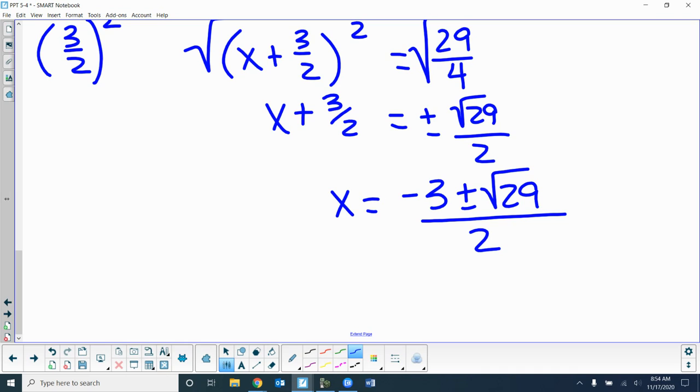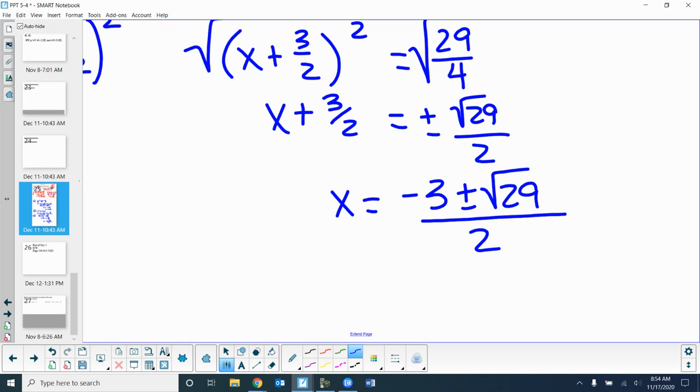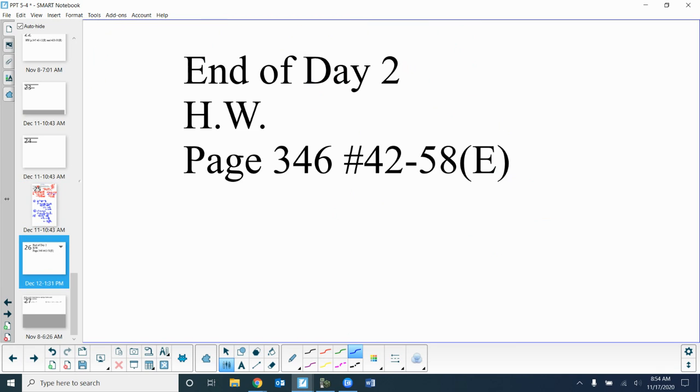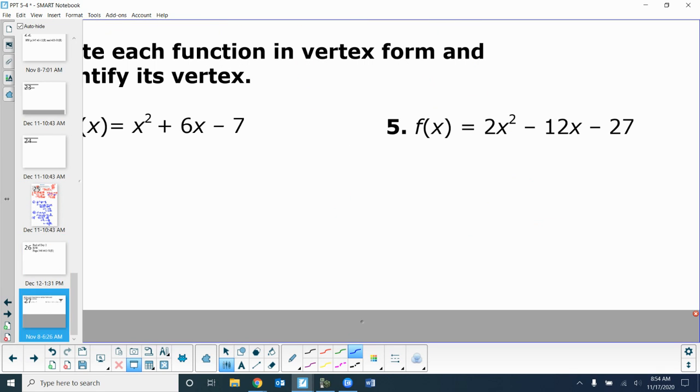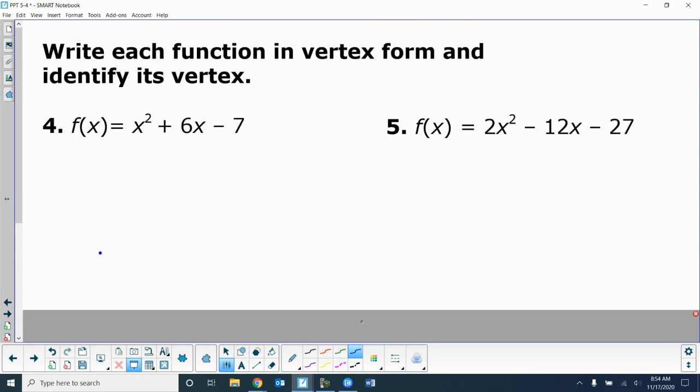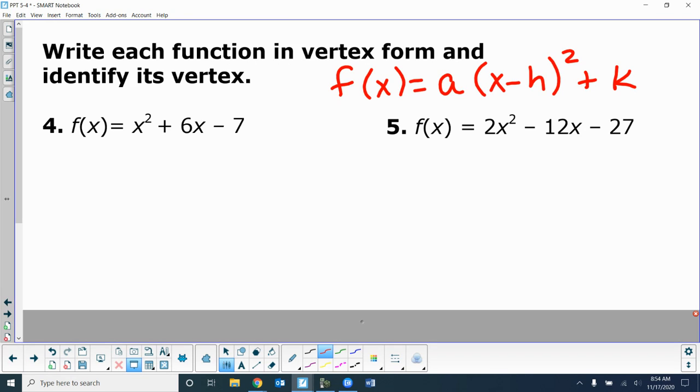All right. So today, just adding on to this a little bit. End of day 1 was yesterday, so here we are. It says write each function in vertex form and identify the vertex. Okay, so remember, vertex form was this. This is what it was when we first started this chapter. Vertex form was f of x equals a times the quantity x minus h squared plus k.